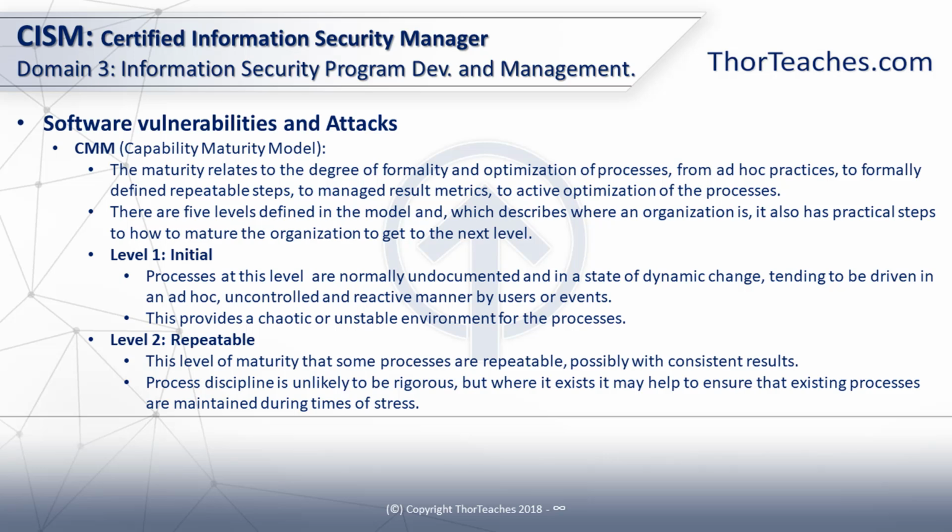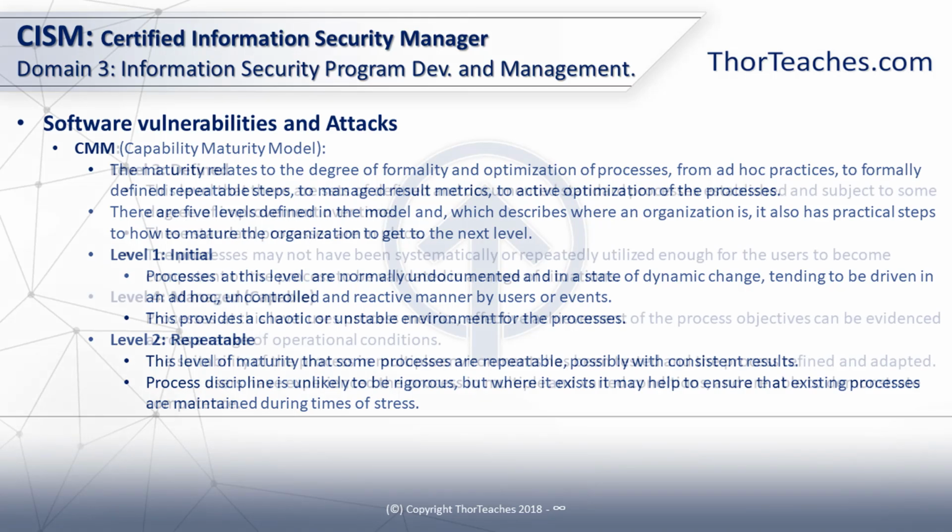So if we get a little better, we get to level 2. That's also called repeatable, meaning that many of the processes we have are repeatable, and possibly they would have a consistent result. Not always, though. Our process discipline is still not very rigorous, but it is there, and it can help us to ensure that we have those existing processes in place and they're being maintained in times of high stress.